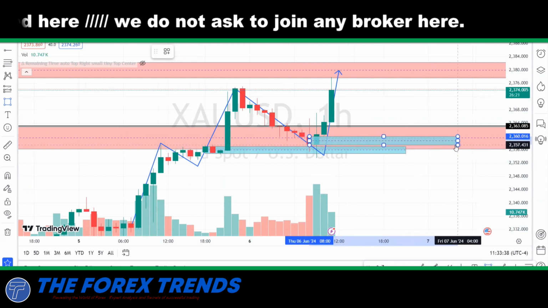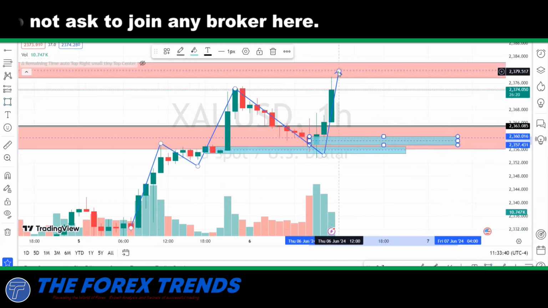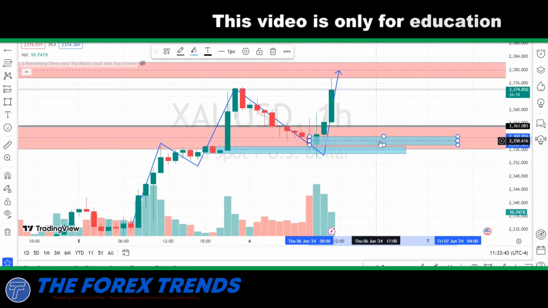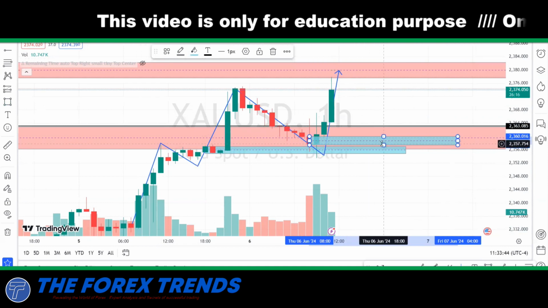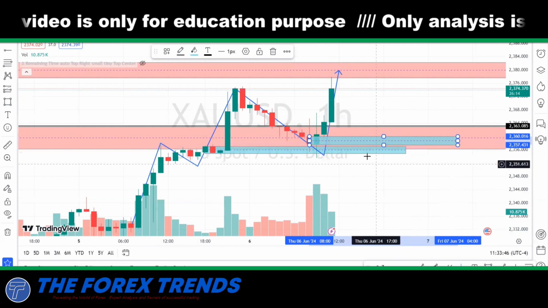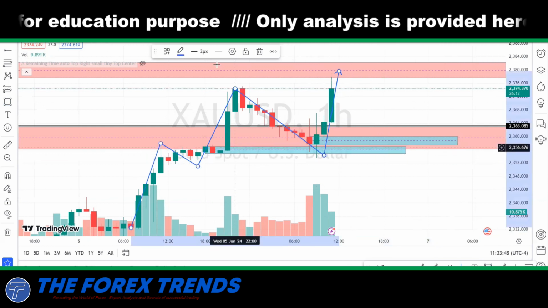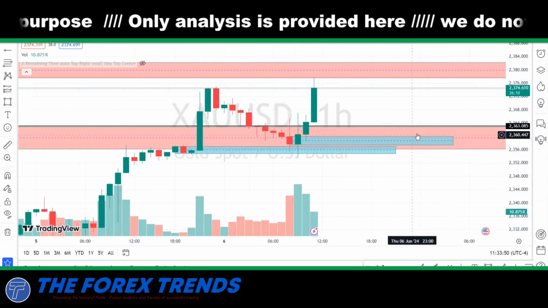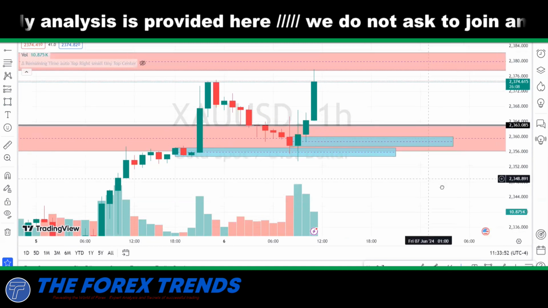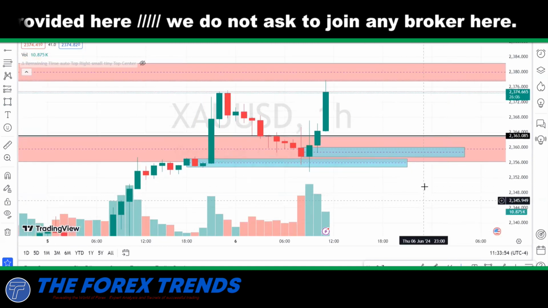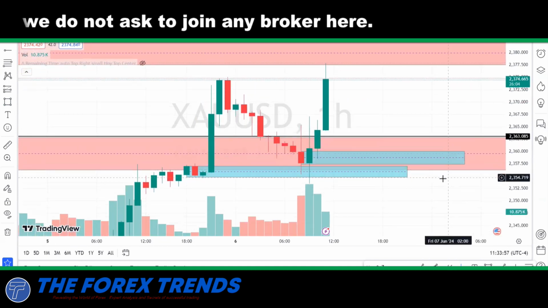This is a good supply. If the market comes back again to this zone, that is the 2358 to 2360 level, we may initiate a buy from this zone. So this is our second setup for tomorrow.